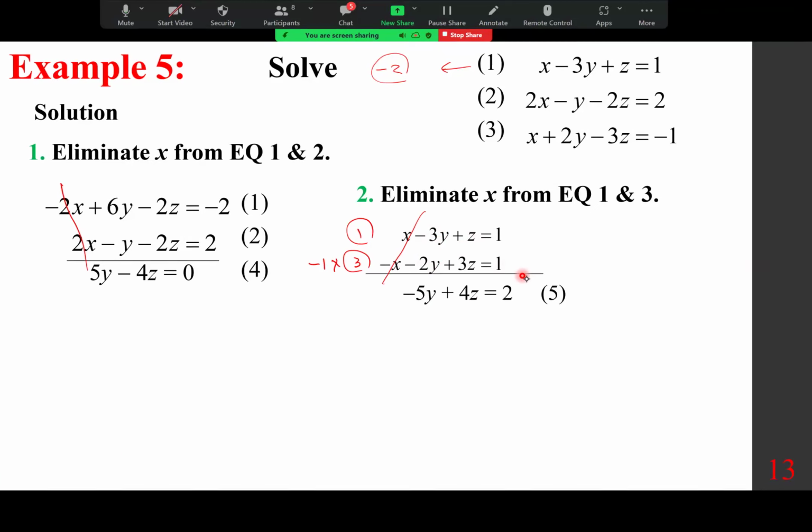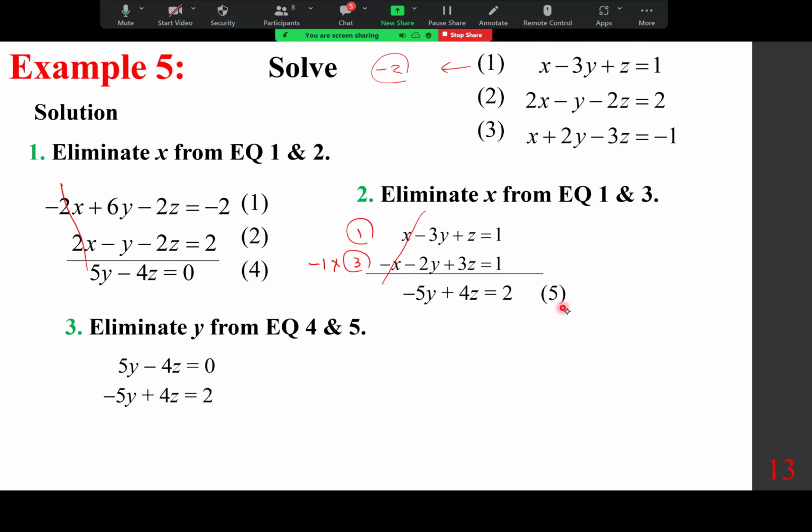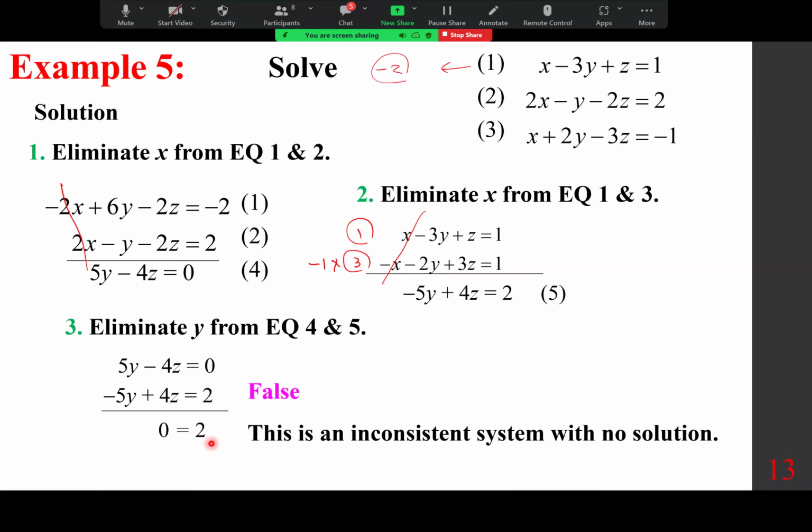Now, we're going to put equations 4 and 5 next to each other and solve the system of equations now that has two equations and two variables. You notice these two cancel each other, these two cancel each other, these two add up to 2. Therefore, we end up with 0 equals 2, which is a false statement. And therefore, this is an inconsistent system with no solutions because 0 equals 2 is a false statement.